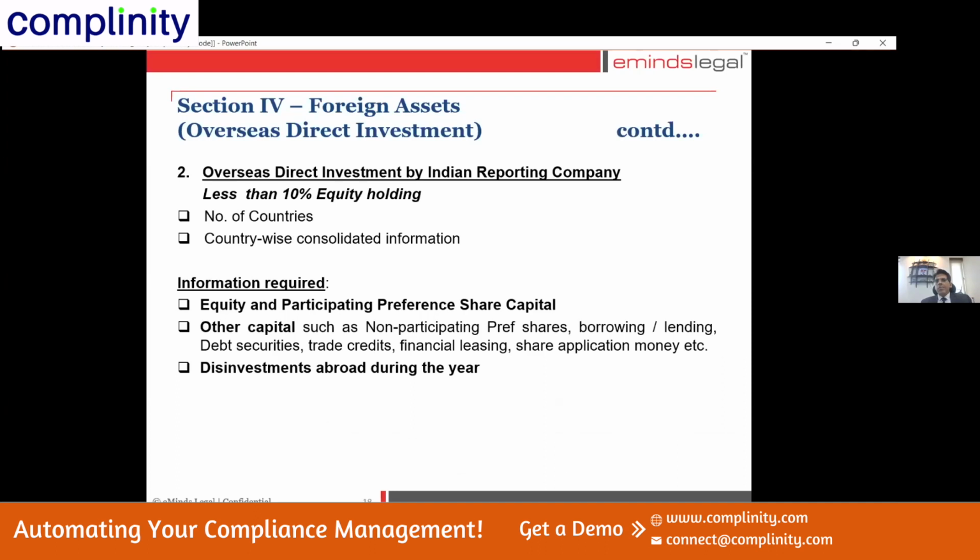Second is less than 10% equity holding. So that information about reserve, surplus, etc. is not required to be mentioned, but we need to mention how many equity and participating preference share capital we are holding, and other capital in the form of non-participating preference shares, lending, borrowing, etc. we are having. And in this case, again, the country-wise consolidated information has to be mentioned. So a little bit easier than the companies in which we have 10% or more equity holding.